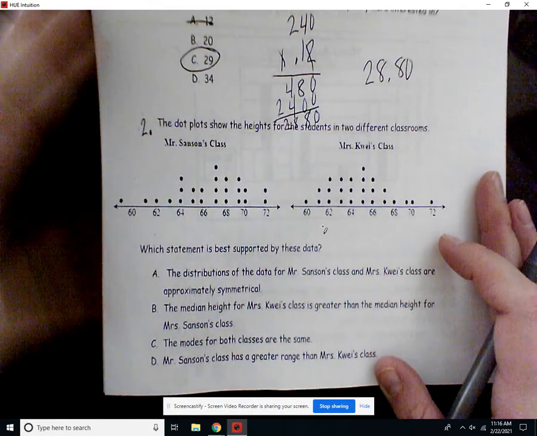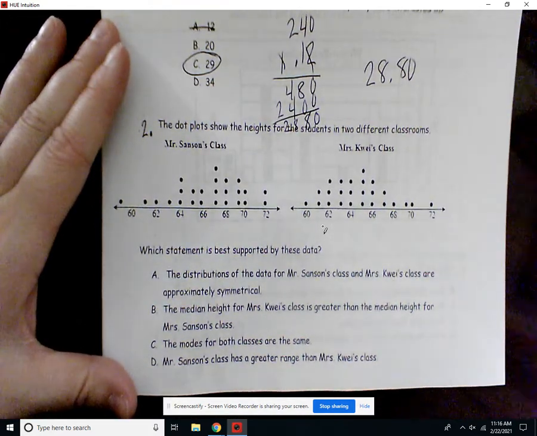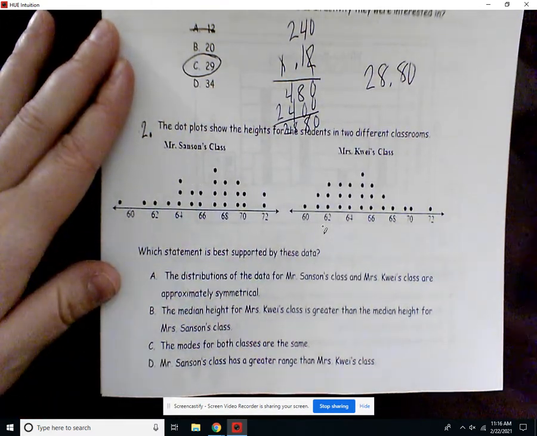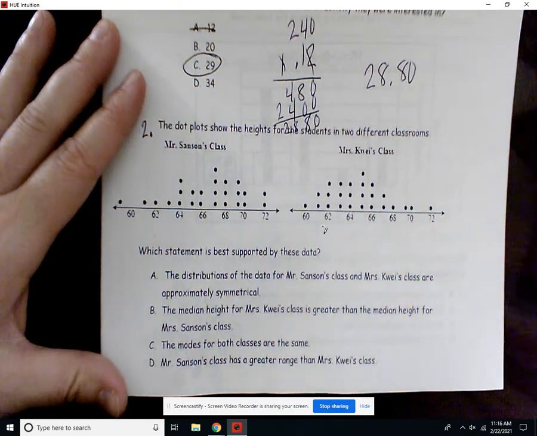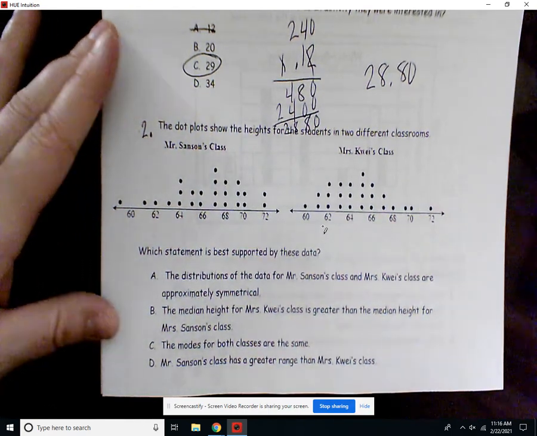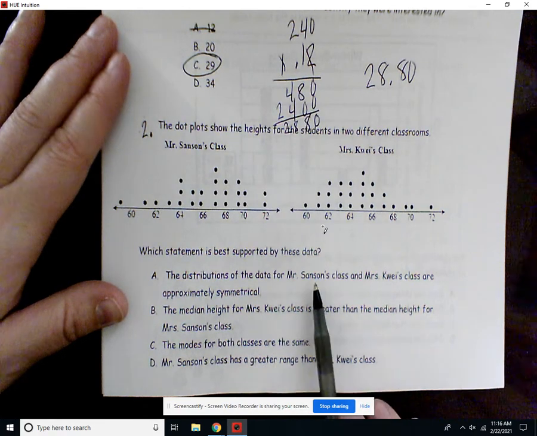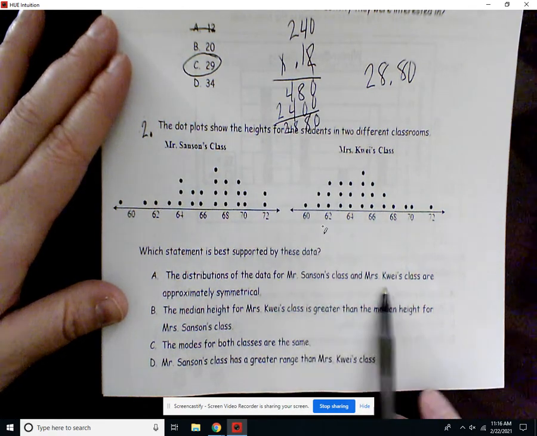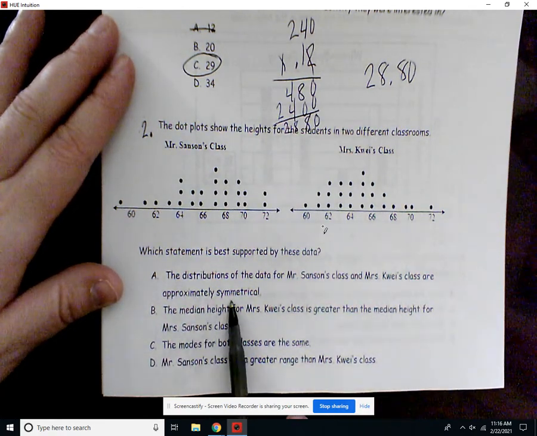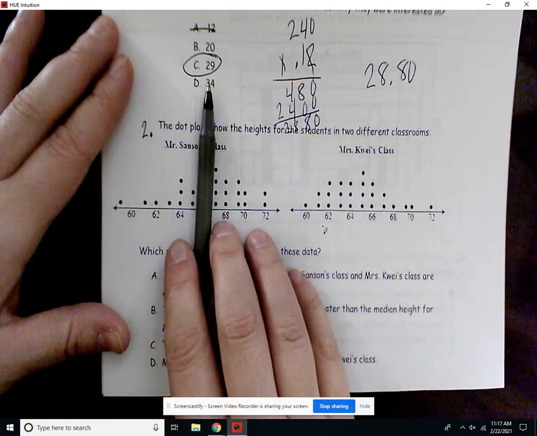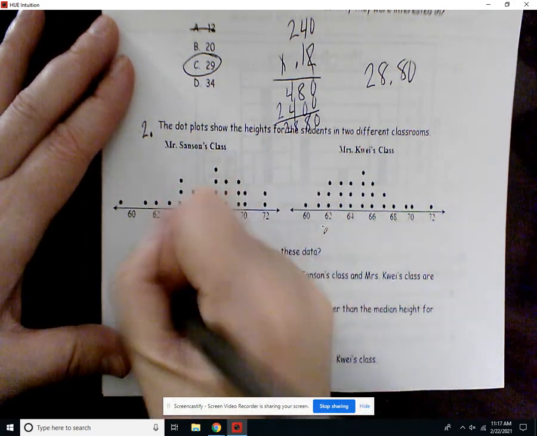All right, number 2. The dot plots show the heights for the students in 2 different classrooms. Which statement is best supported by the data? Best supported just means true. The distribution of the data from Mr. Stanson's class and Mrs. Kiwi's class are approximately symmetrical. Symmetrical means you cut them in half and it's the same, and that is false.